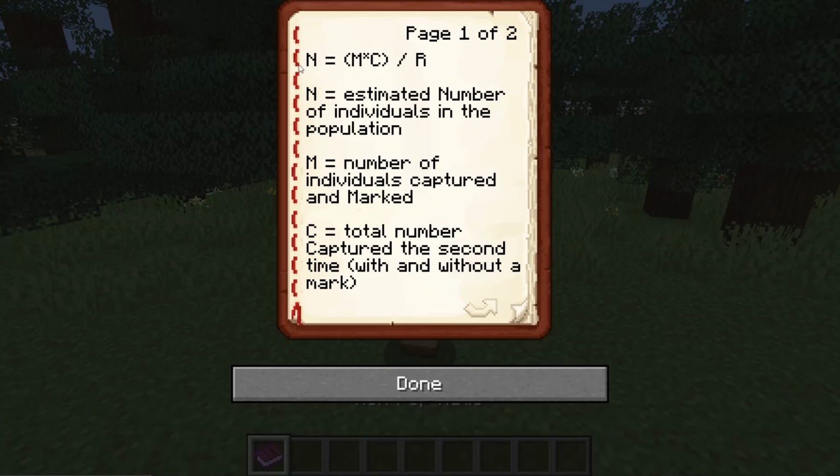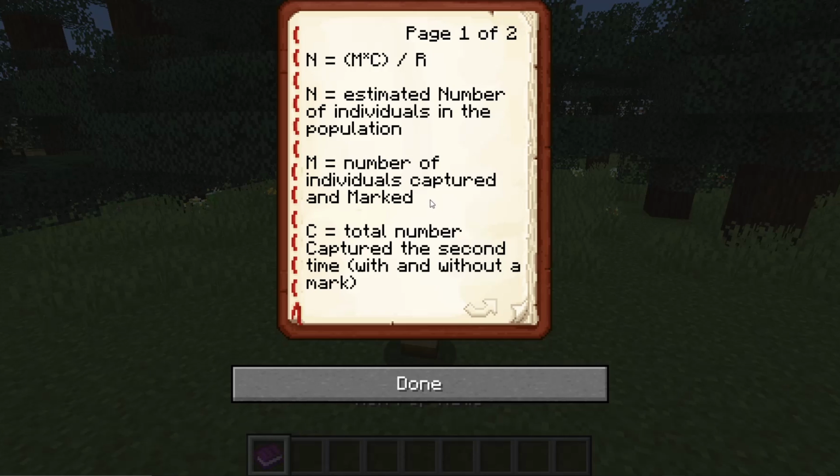This is the equation that wildlife biologists would use to estimate the number of individuals in the population. N is what we're trying to find out. This is the most important thing in the whole equation. M is the number of individuals captured and marked. So when we set up a trap for the foxes, and the foxes are trapped, that number of foxes that are trapped is going to be M.